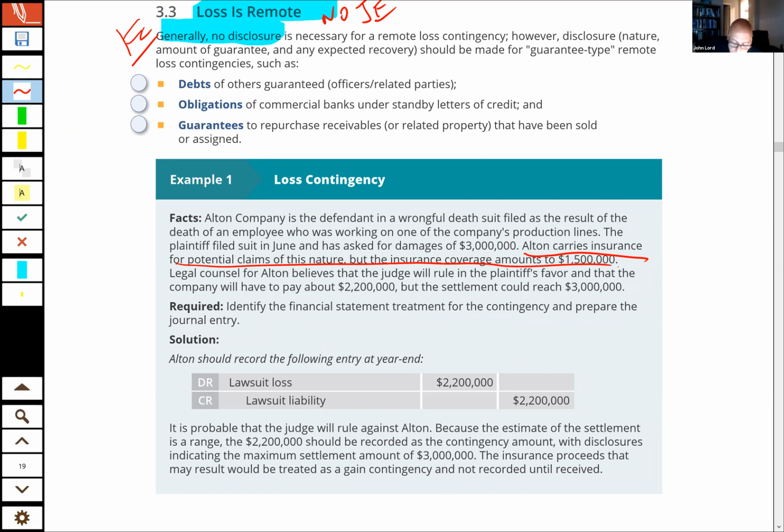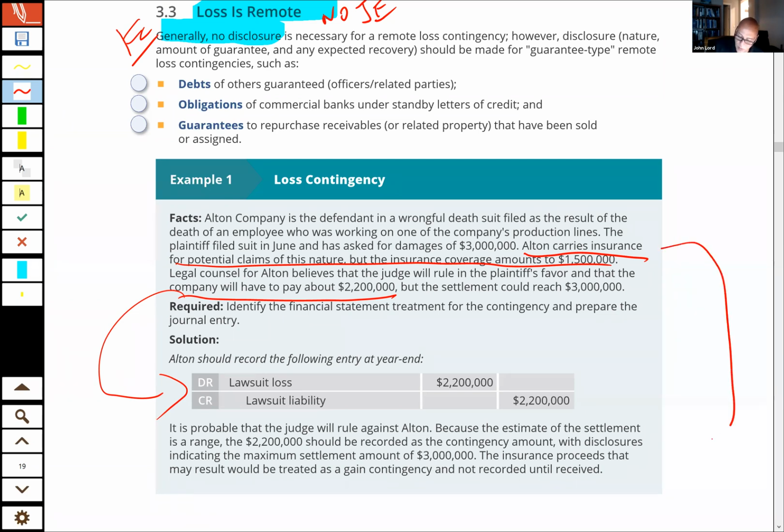Legal counsel for Alton believes that the judge will rule in the plaintiff's favor and that the company will have to pay 2.2 million, but the settlement could reach as much as 3. So what do I do? Since I have a range, I book the lower end of that range because it's probable, and then I would disclose the range.